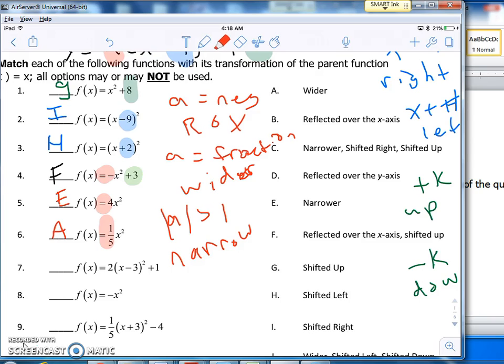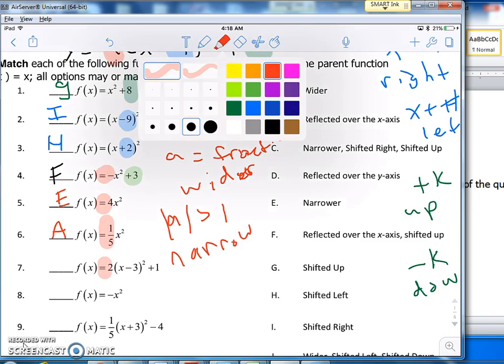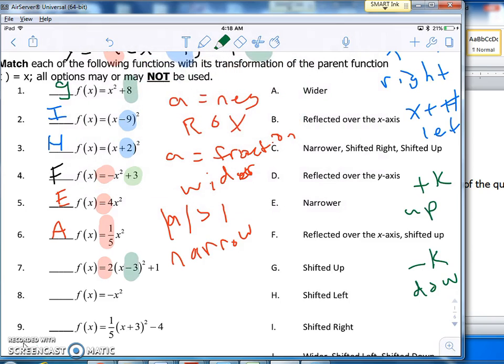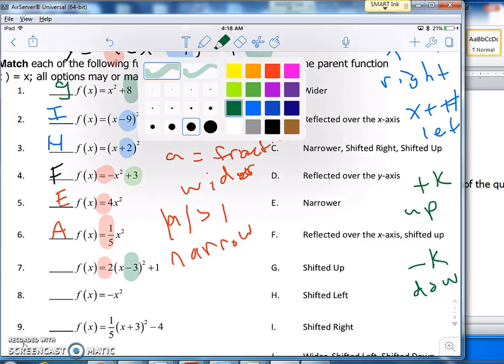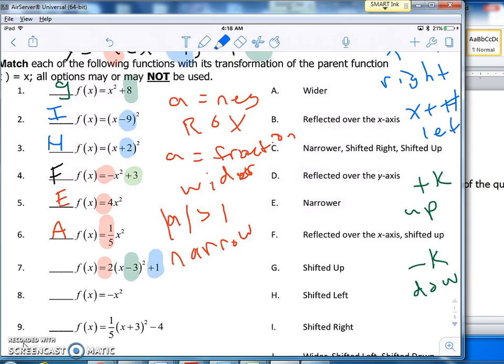Now this next one, number 7, has a lot. It's got an A value. It has an H value. And it has a K value. So the 2 is going to make it narrow.